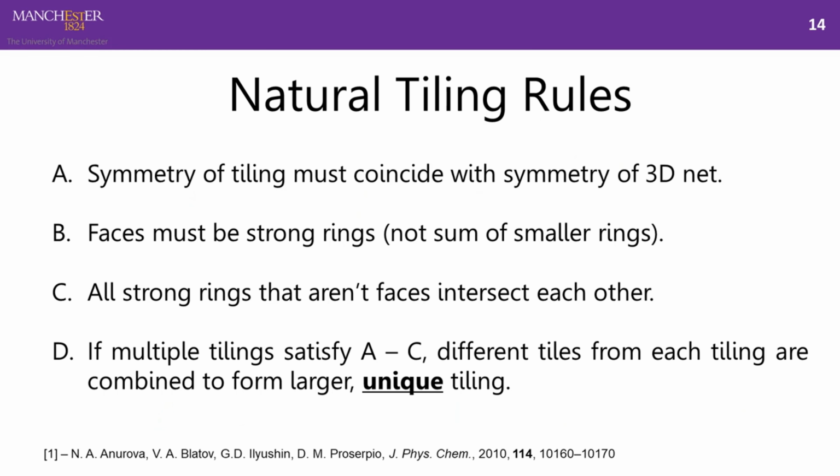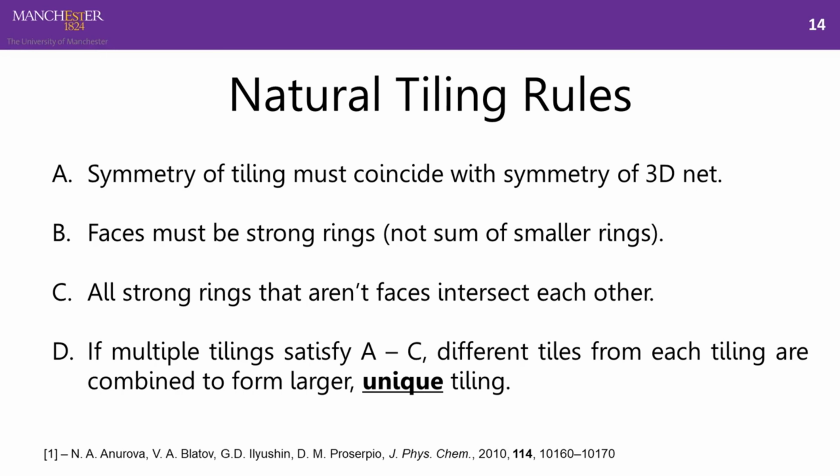So there are 4 main rules here. The symmetry of the tiling must coincide with the symmetry of the 3D net. Faces must be strong rings, so all tile faces are not sums of smaller rings. All strong rings that aren't faces intersect each other. And the final rule: if multiple tilings satisfy the first 3 conditions, then they combine the tiles together until they combine to form a larger unique tiling.